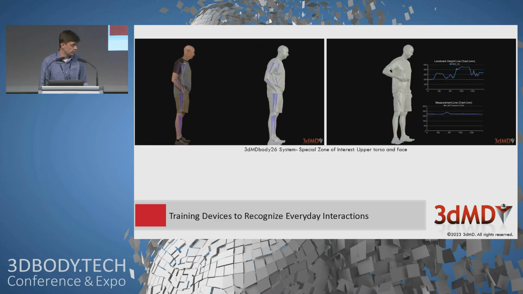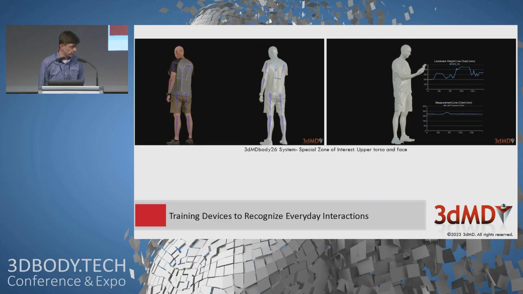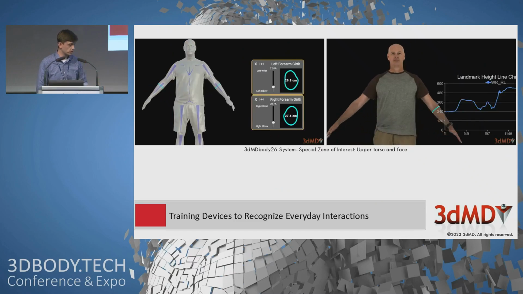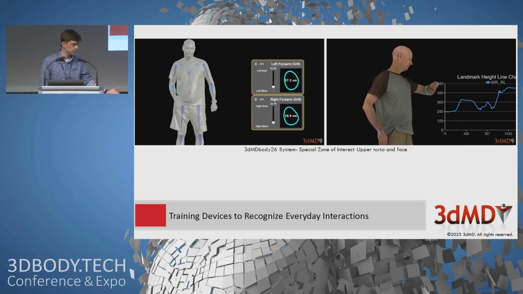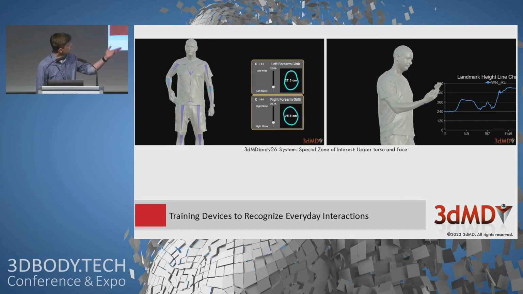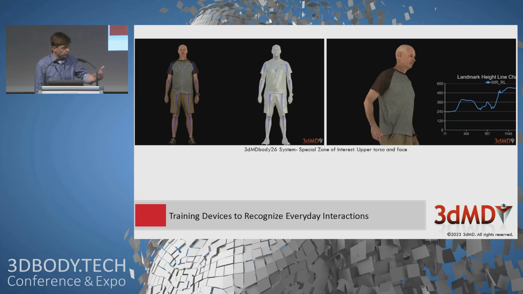So here we are able to fit the skeleton to every single frame in the sequence, and then we can look at how the body shape might change as you perform certain actions. So in this instance, he's just checking the time on his wristwatch and pulling his cell phone out of his pocket. So we can look at how the forearms change shape.